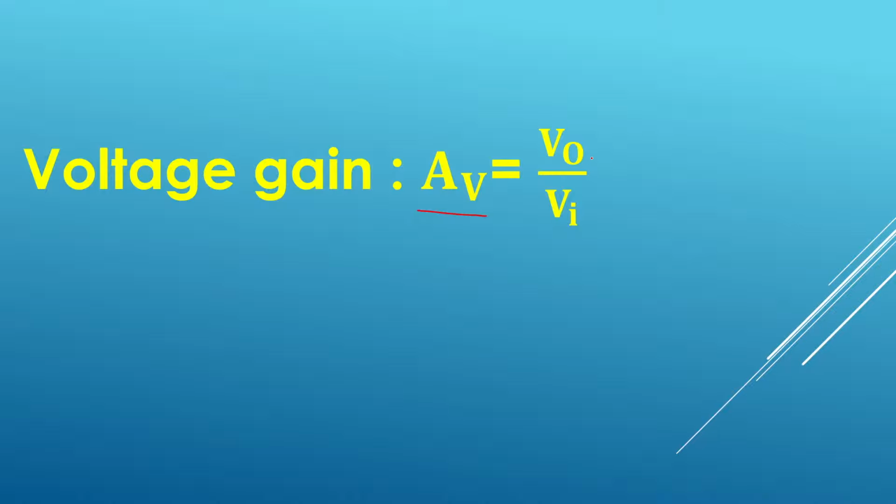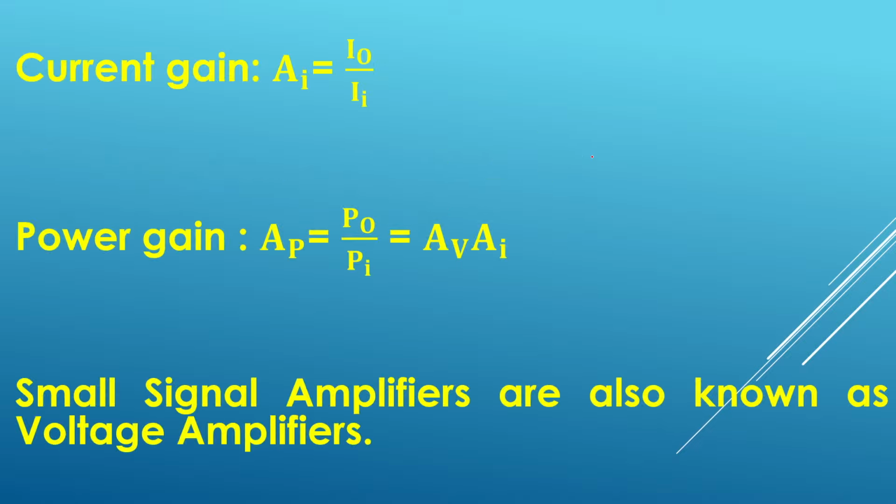I hope you have written. Current gain AI is the ratio of output current by input current. Similarly, power gain is the ratio of output power by input power. If you want to write the power gain in terms of current gain and voltage gain, simply multiply the current gain and voltage gain, and you will get the power gain.